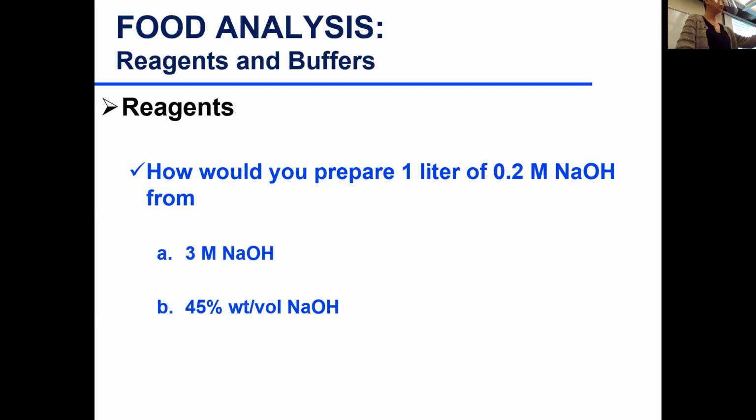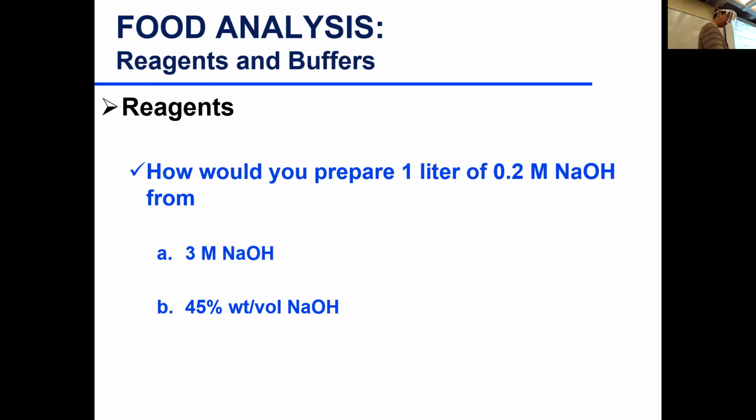Any answers you have so far? Do you have an answer for the first one? Lenny? Say that again, 66 point milliliters. Yes, so from the first one, it is 66.7, we rounded, mL of 3 molar NaOH.